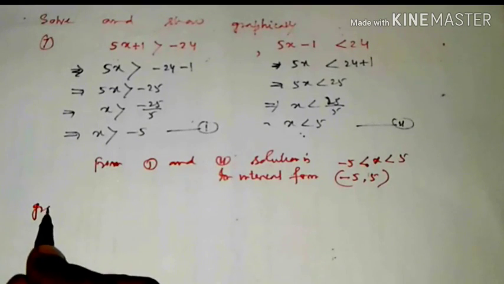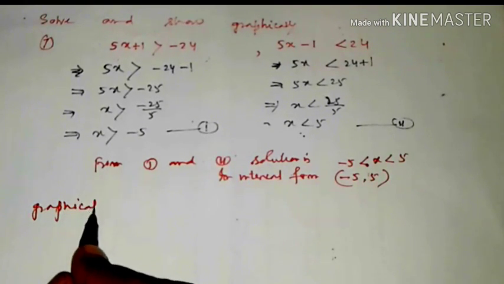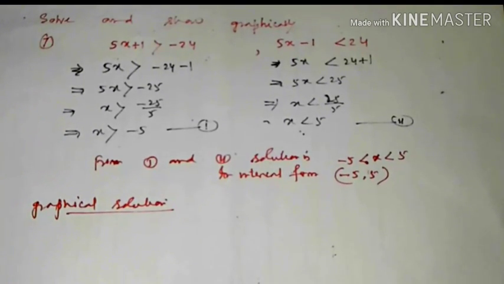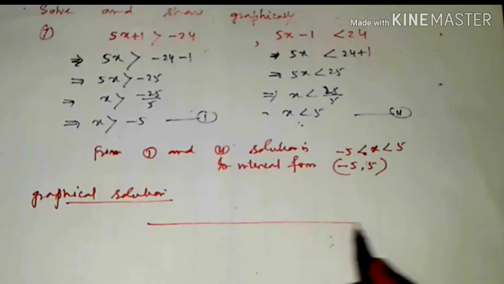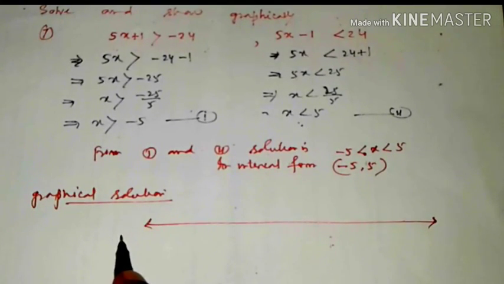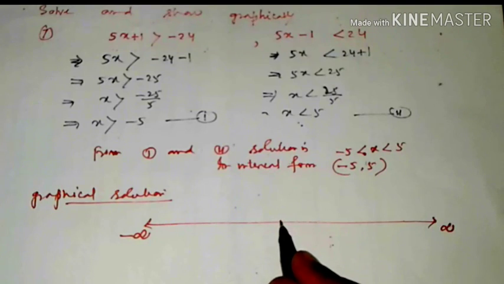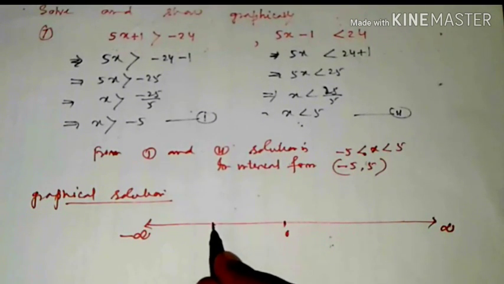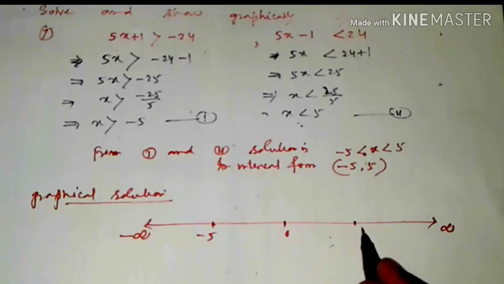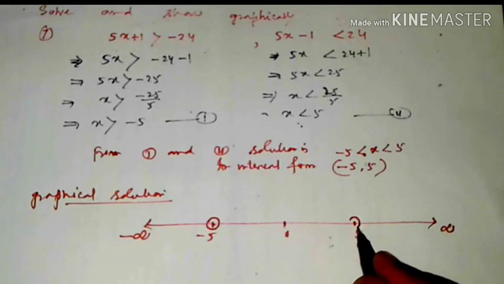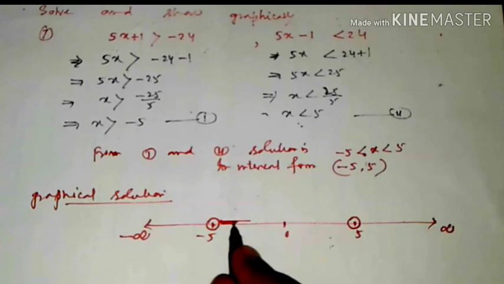Graphical solution. What is the graphical solution here? This is the graph for, this is minus infinity and this is plus infinity. Therefore we have marked it as 0. Let this be minus 5 and this be 5. We cannot take minus 5 or 5, so the solution is this.